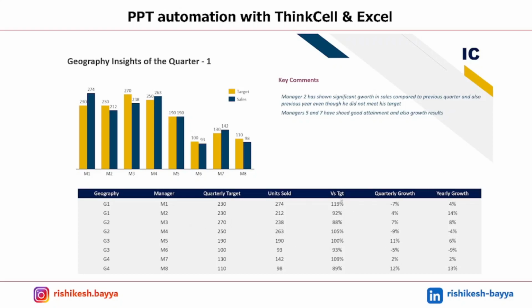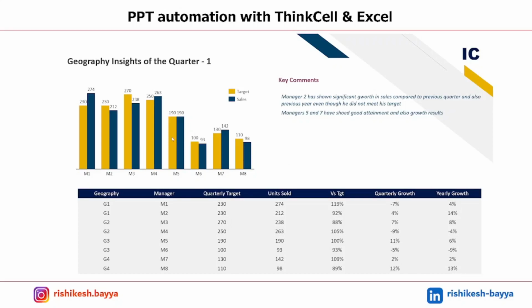First one is the attainment, which is the sales versus target. This is nothing but the number of units sold divided by the target. And then we have the quarterly growth, how much they have grown or declined compared to the previous quarter, and similarly we have the yearly growth, how much they have grown or declined compared to the previous year.